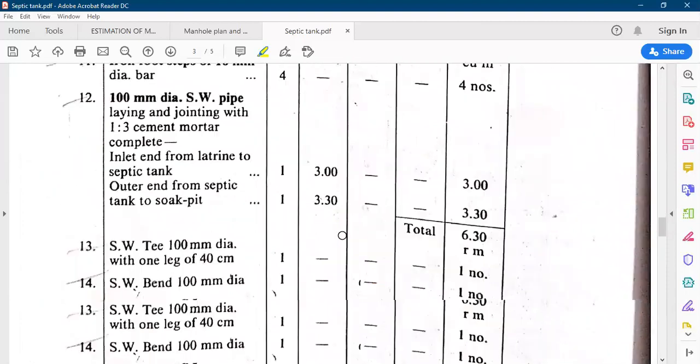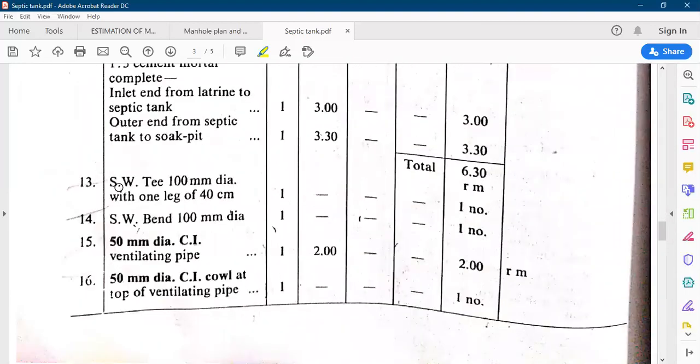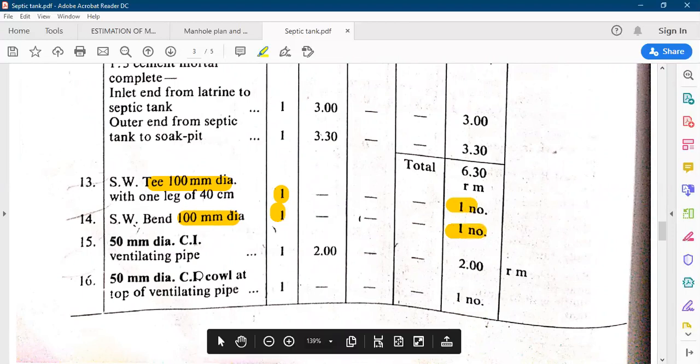So there is a sewer SWT of 100 mm dia, 1 in number. Similarly, a CSW bend of 100 mm dia, in 1 number. Both are taken as they are. Similarly, there is a ventilating pipe which is 2 meters in length, in 1 number, and there is a cowl at the ventilating pipe, which we can see here.